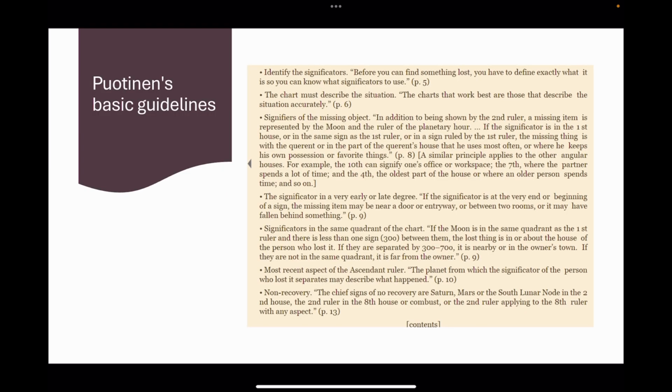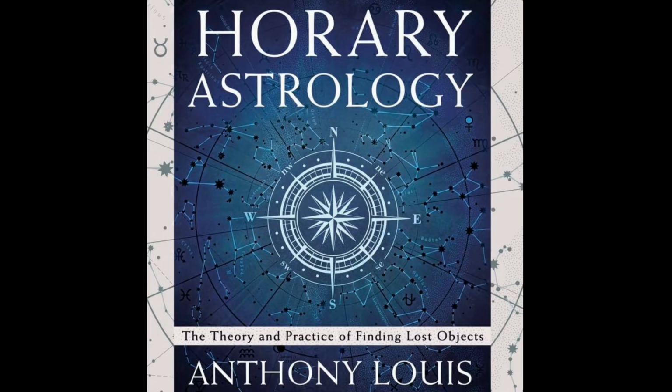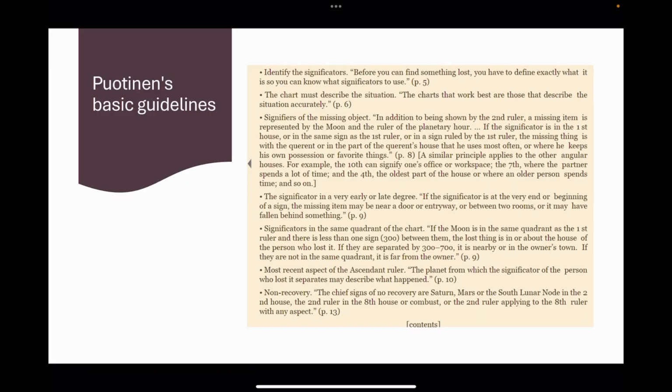So here are some guidelines that I pulled from Anthony Lewis's book on Horary Astrology. He has an amazing book that basically has a compilation of information from practicing astrologers as well as a plethora of charts that demonstrate how to find missing objects. So I found this to be particularly useful, especially in the example that I'm going to go over with you all today. So the main thing you want to do is identify the significators.